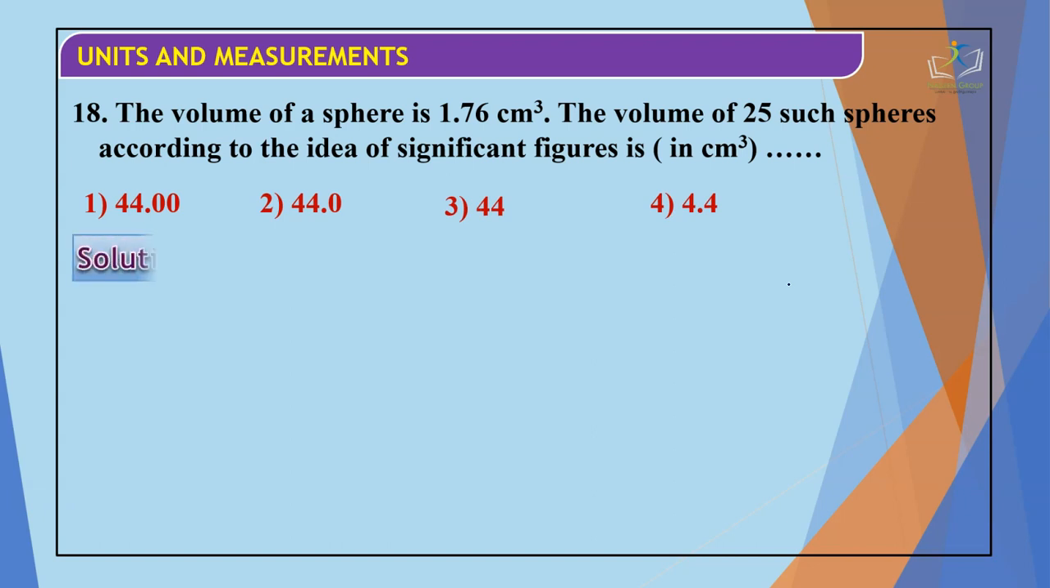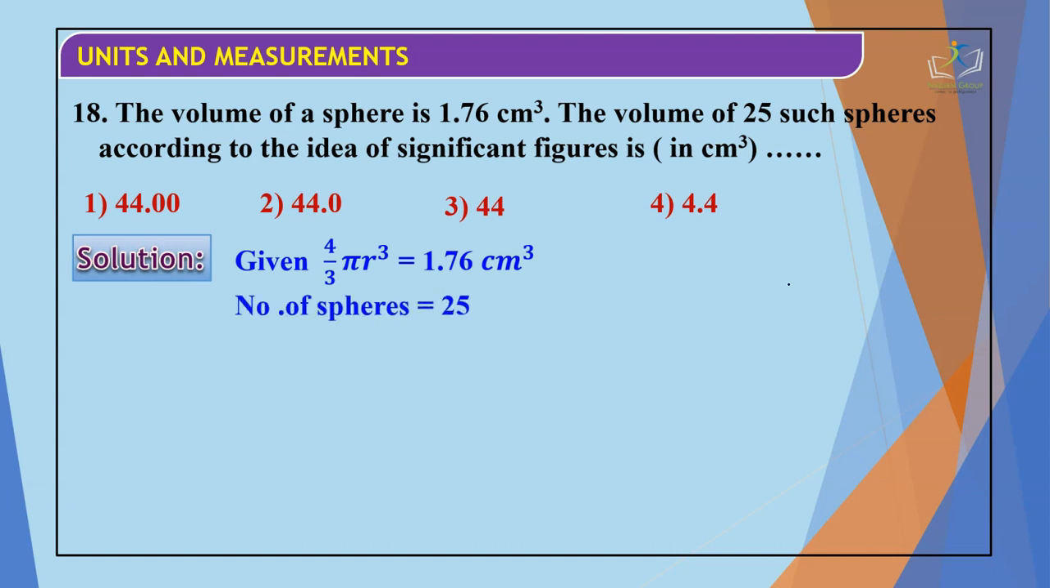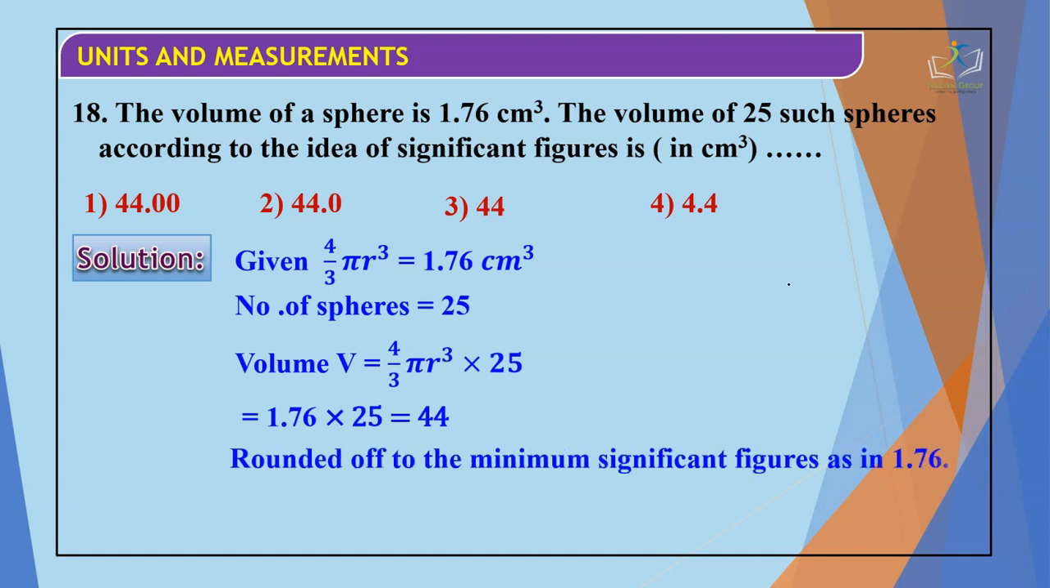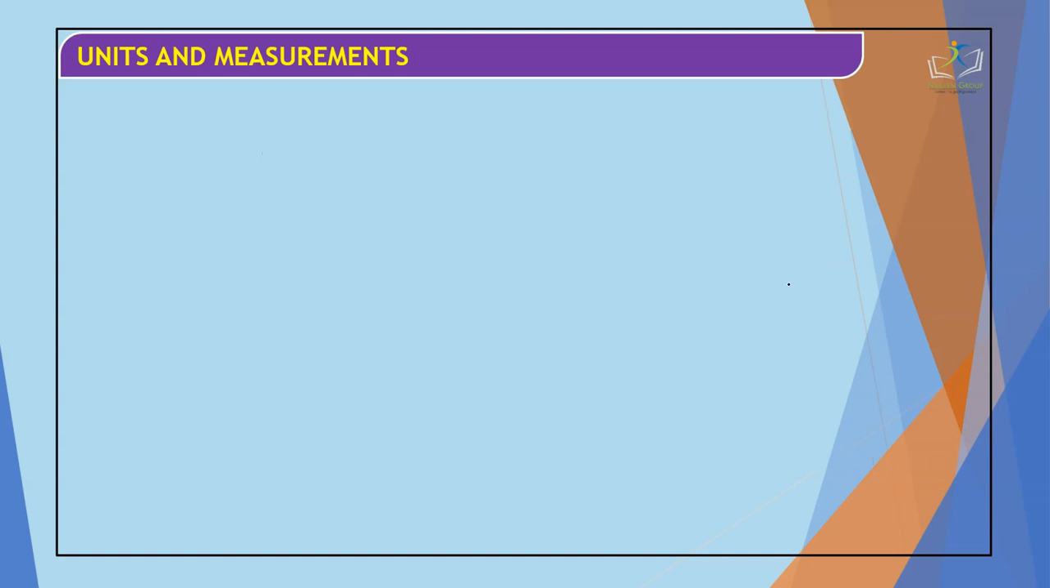44, 4.4. Solution: we have given the volume of a sphere, which is actually 4 by 3 pi r cube, which is 1.76. The number of spheres is 25. So we multiply 25 with this volume, and the final answer we get is 44. Then round off to the minimum significant figures, as in 1.76. So V is equal to 44.0. Why have we taken 44.0? Because here the digit is 3, so we have to take significant figures up to 3 digits.